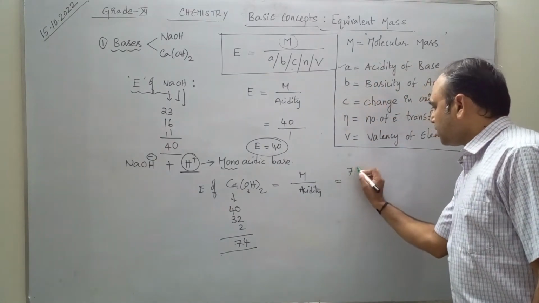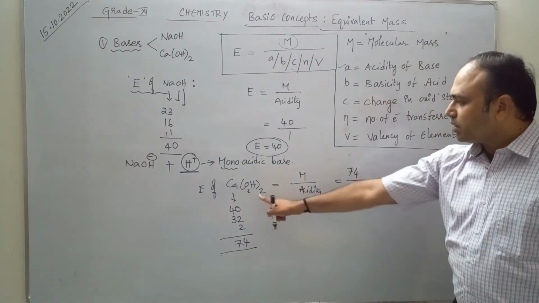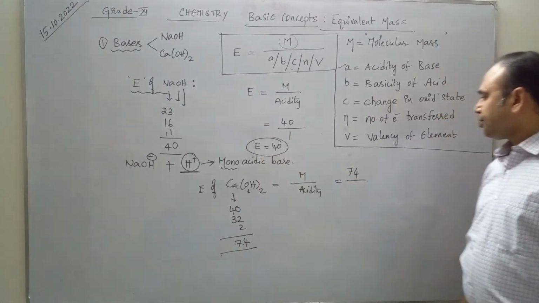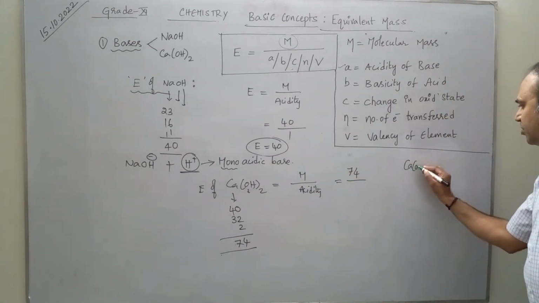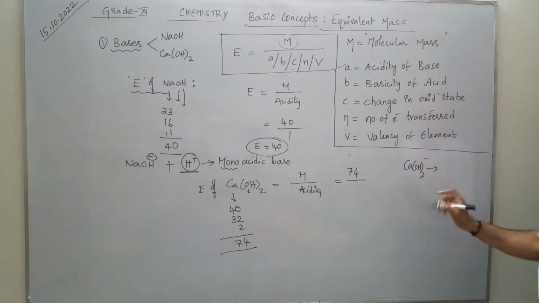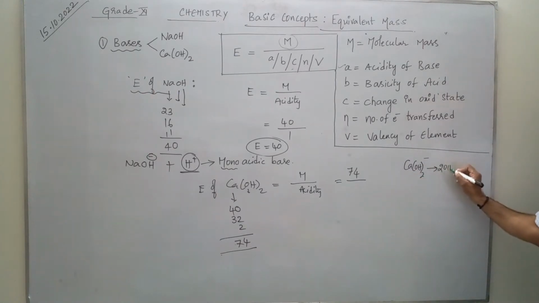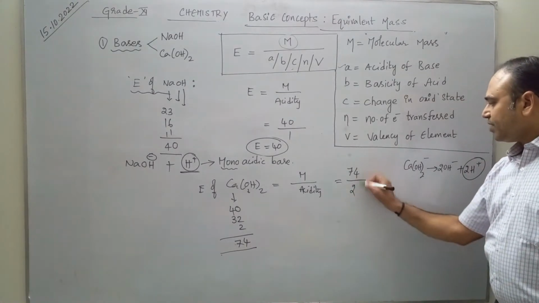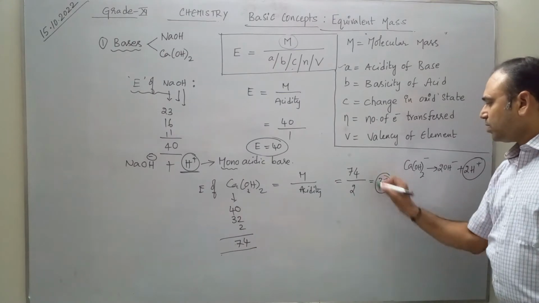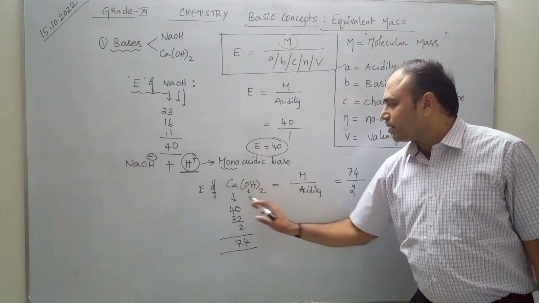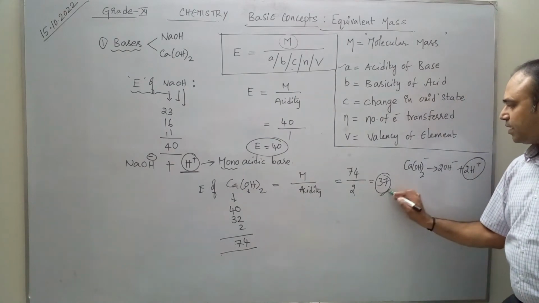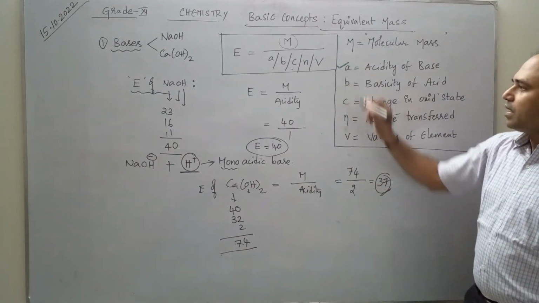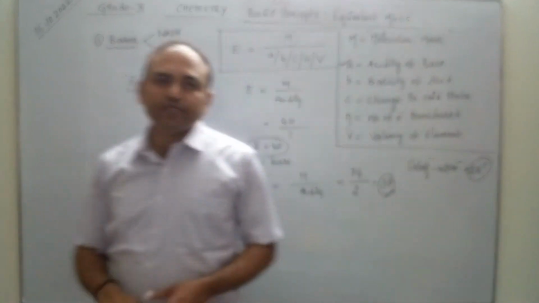Now let us substitute the molecular mass. Now what about the acidity of this base? When you write Ca(OH)2, we can find that it is giving us 2 OH minus. To neutralize that, we need to add 2 H plus ions. Hence we can say that the acidity of this is 2. So 74 by 2, 37. Hence we can find the equivalent mass of Ca(OH)2 as 37. So the first formula can be applied to find out the equivalent mass of bases.